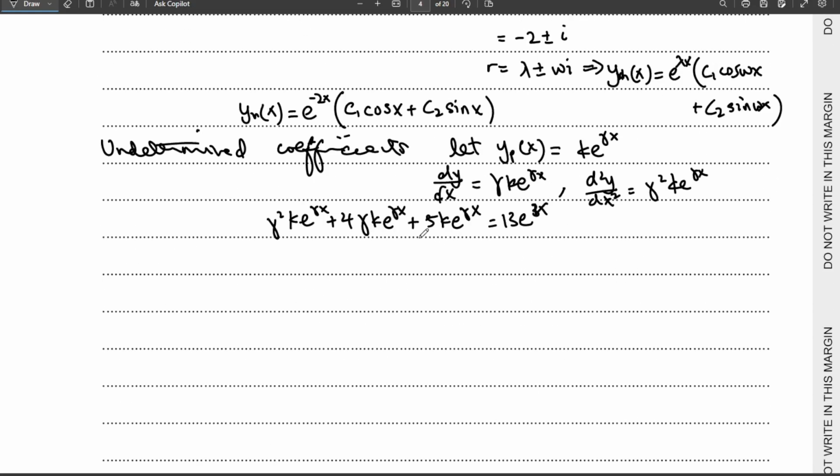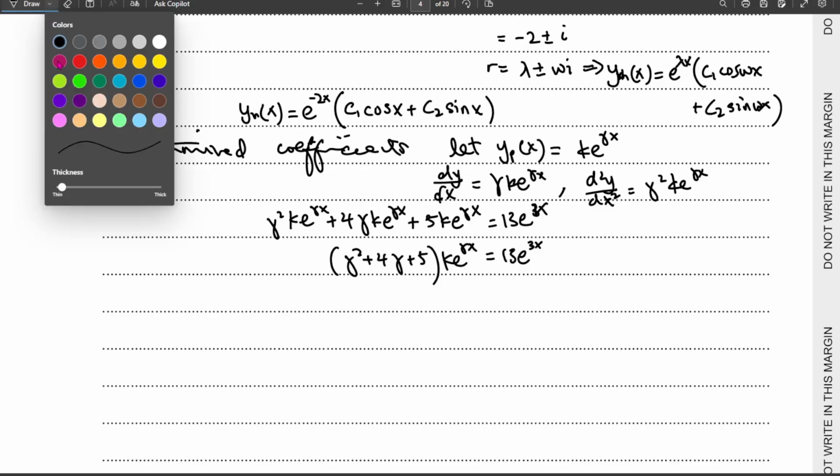Up till here, we can notice again all three terms have the same k e to the gamma x as a common term, so we factor it out again, and we're left with a quadratic expression, equals 13e to the 3x.